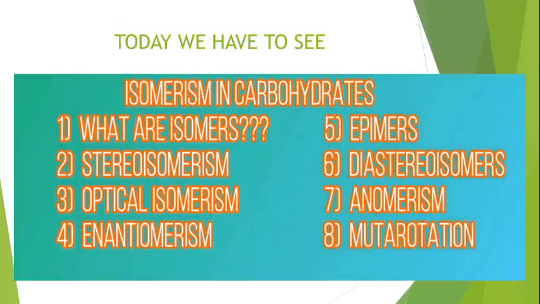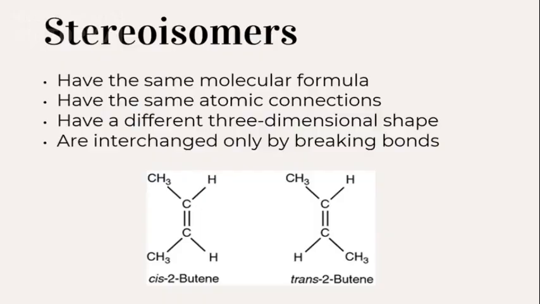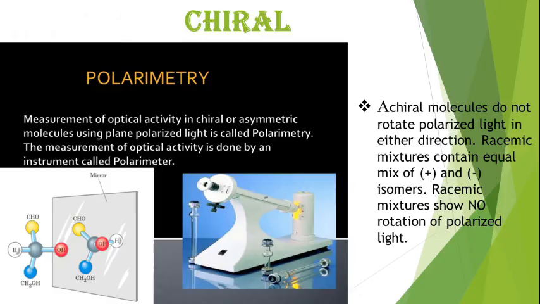Today, we will explore isomerism in carbohydrates, including various types such as stereoisomerism, optical isomerism, and mutarotation. Stereoisomers have the same molecular formula and atomic connections but differ in their three-dimensional shapes, requiring bond breaking to interchange. Polarimetry measures the optical activity of chiral molecules, which do not rotate polarized light, and racemic mixtures.